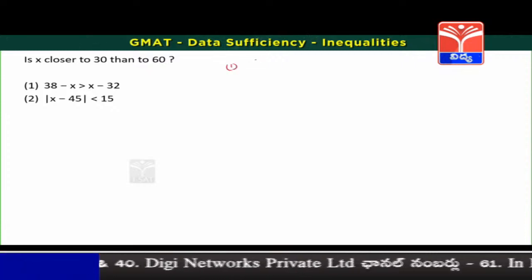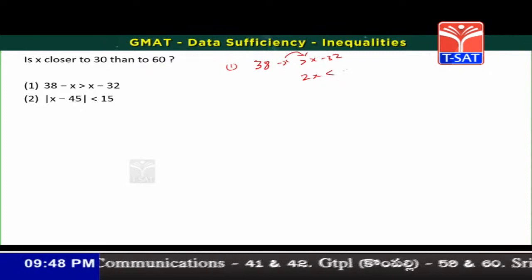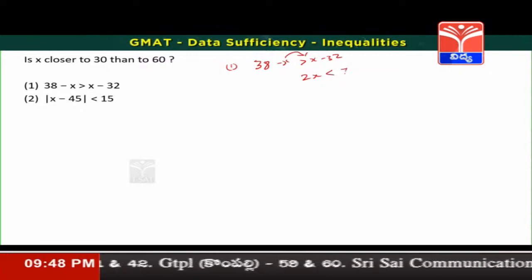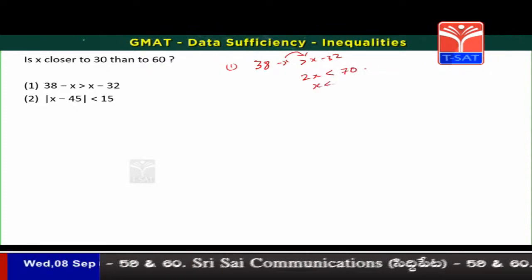Let us move to the next question now. Is x closer to 30 than to 60? The first statement tells us that 38 minus x is greater than x minus 32. Taking x to this side, we have 2x is less than 38 plus 32, which is 70. So x is less than 35.